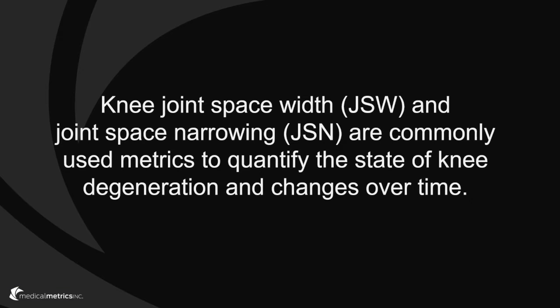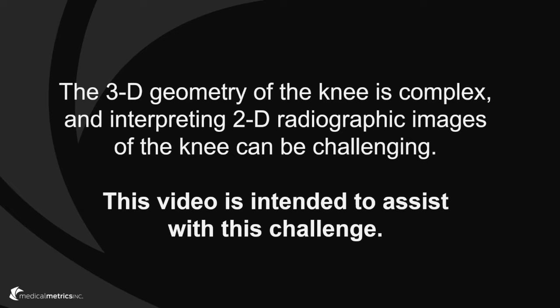Knee joint space width and knee joint space narrowing are commonly used metrics to quantify the state of knee degeneration and changes over time. The three-dimensional geometry of the knee is complex. Interpreting two-dimensional radiographic images of the knee can be challenging. This video is intended to assist with this challenge.